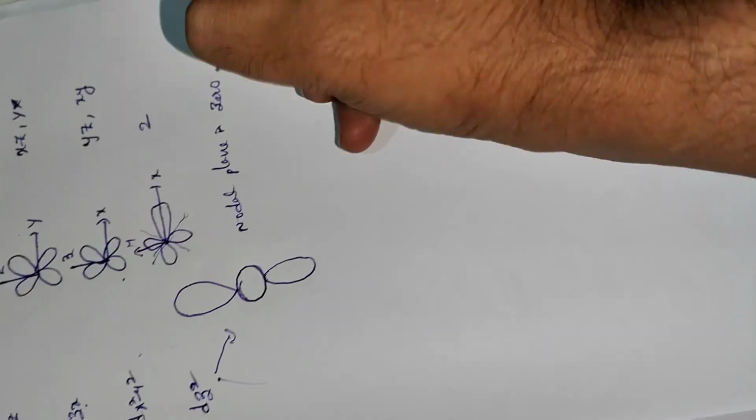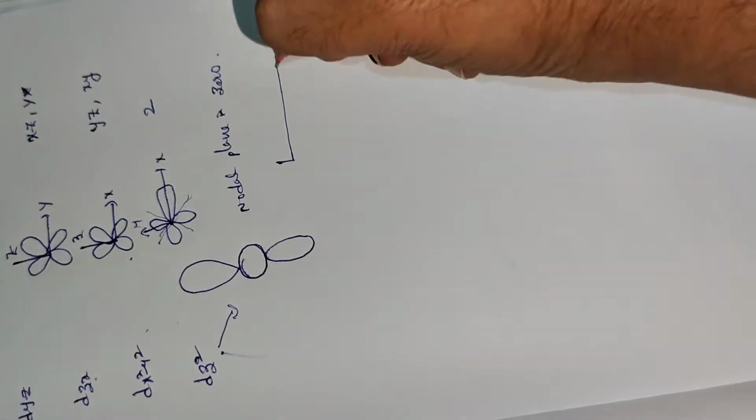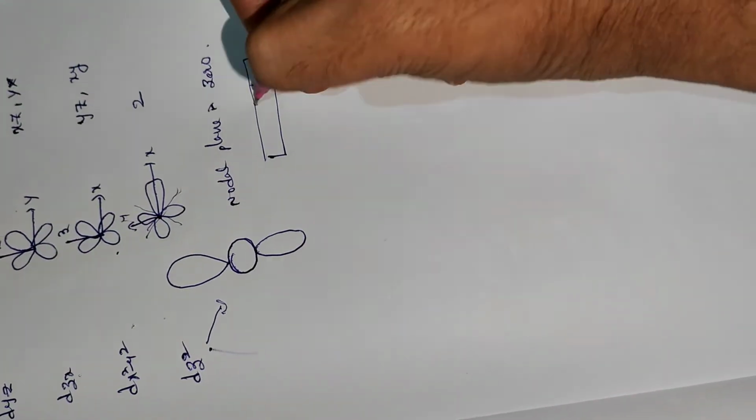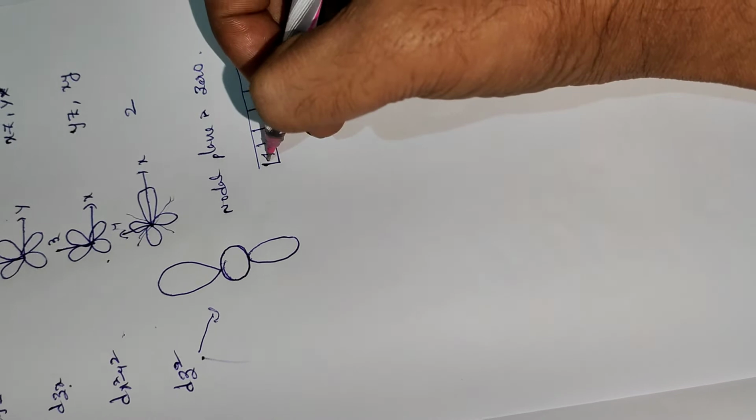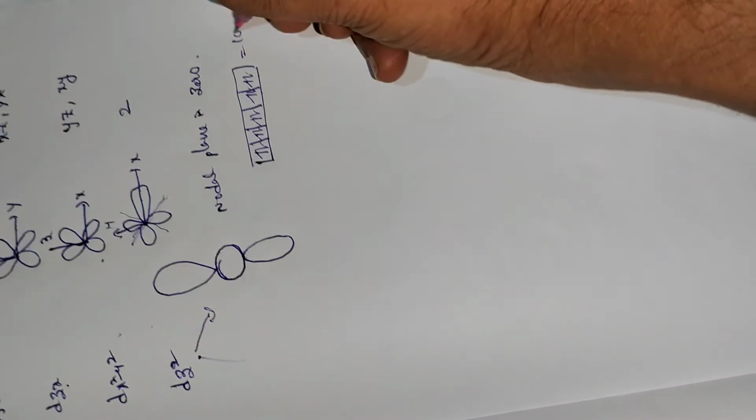Nodal planes is 0. How many orbitals does the d subshell have? 5 orbitals: 1, 2, 3, 4. Each orbital holds maximum 2 electrons. Total maximum number of electrons? 10 electrons. Next, the f orbital.